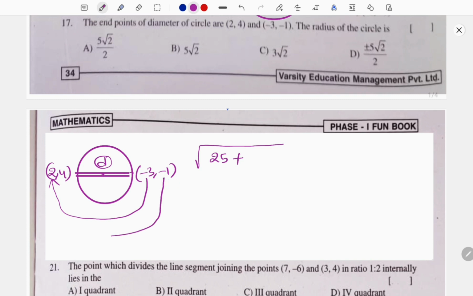Here y2 minus y1, minus 1 minus 4 is minus 5, again 25. So what do we get? Root 50. Here root 50 can be written using the prime factorization of 50.